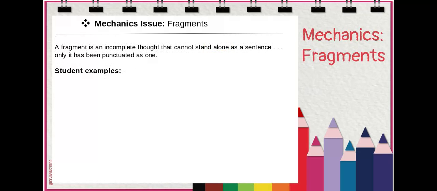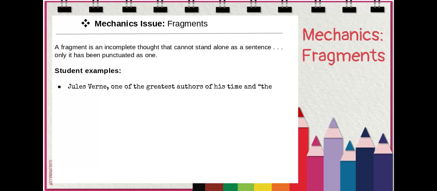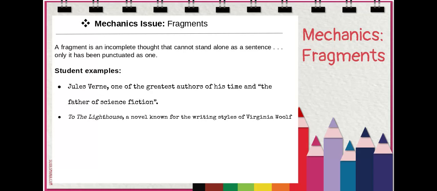Okay, let's talk about fragments. These are usually incomplete sentences or thoughts. A lot of times these are just dependent clauses that are trying to be sentences. It says Jules Verne, one of the greatest authors of his time and the father of science fiction. There is no verb here. There is no complete thought. Another one, To the Lighthouse, a novel known for the writing styles of Virginia Woolf that has helped change society and what it is today. Again, this is not a complete thought.